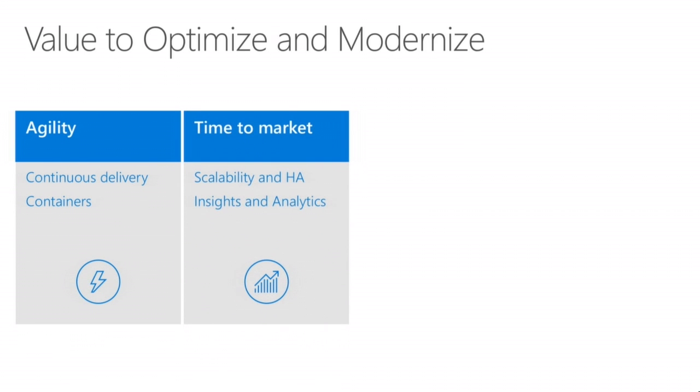Well, I think there's two big categories of why we're doing this. The first being how can you accelerate the things that you're doing? How can you speed things up? How can you make changes faster? And it fits into two categories. One is agility, and one is time to market.